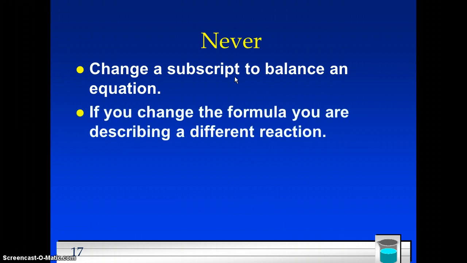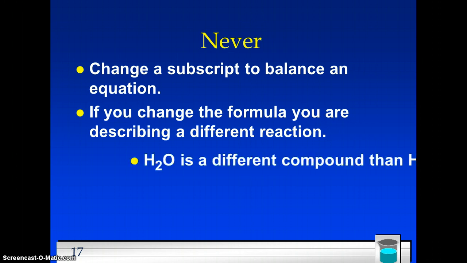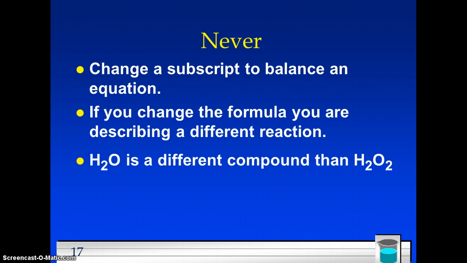If you change the formula by adding a subscript, you are describing a completely different reaction. So it's not the same thing by adding a little number afterwards. We have to only add the numbers at the beginning. Just as an example, H2O is water, a very different compound than hydrogen peroxide.